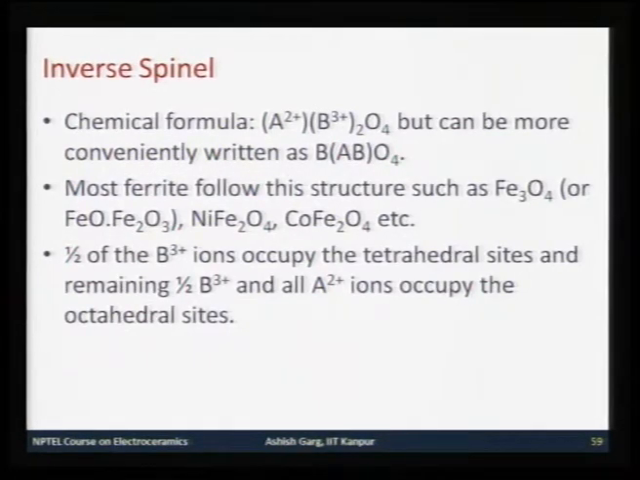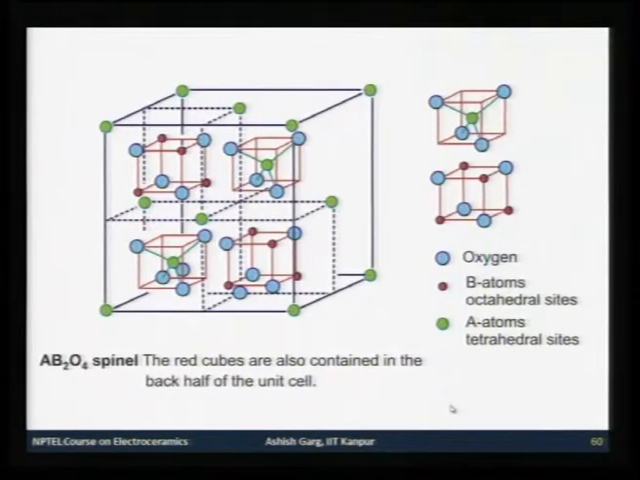So the examples of this structure are materials like Fe3O4. Most of the useful ferrites happen to be inverse in structure. So you have Fe3O4 or NiFe2O4, CuFe2O4, etc. And here, as I said earlier, half of the B ions occupy tetrahedral sites, and the remaining half of the B ions and all the A ions occupy octahedral sites. So this is the spinel structure, and this is how it looks.